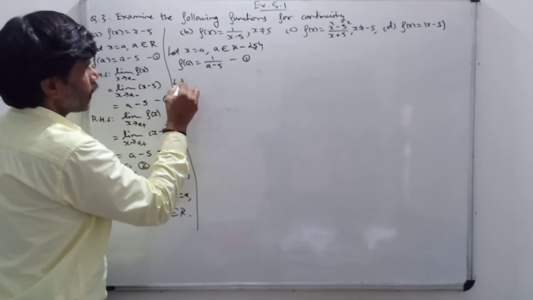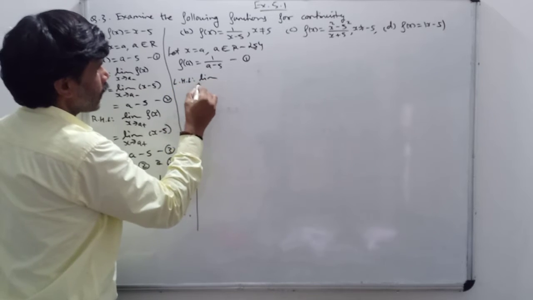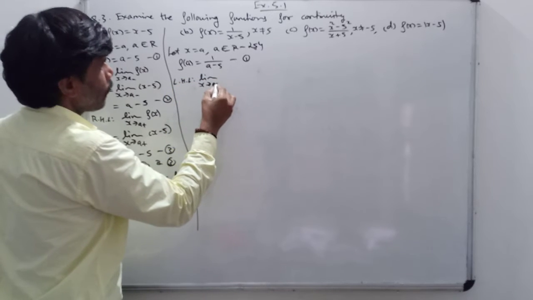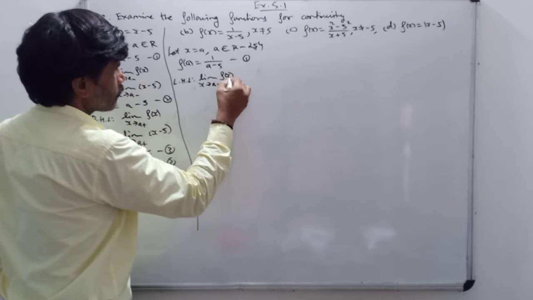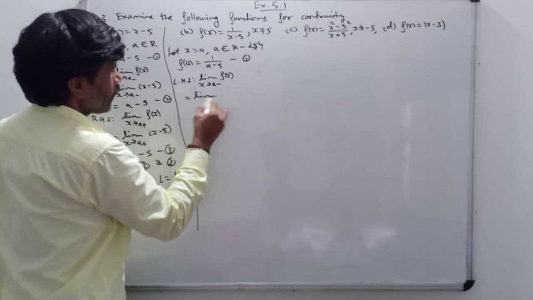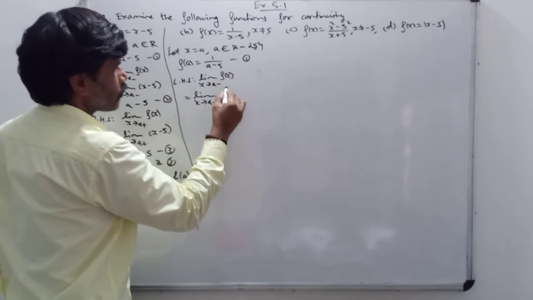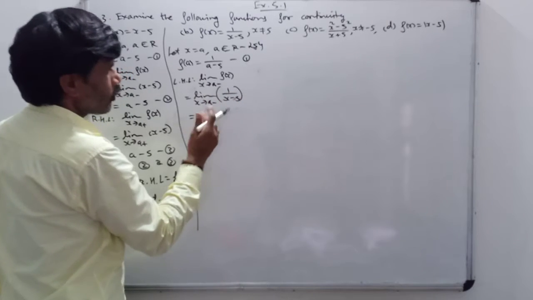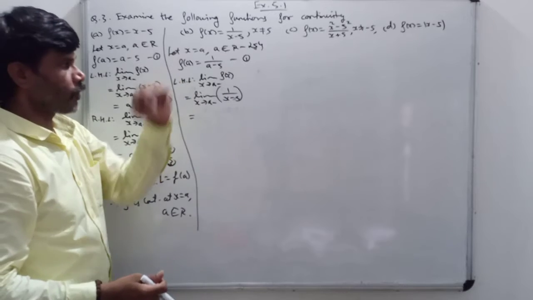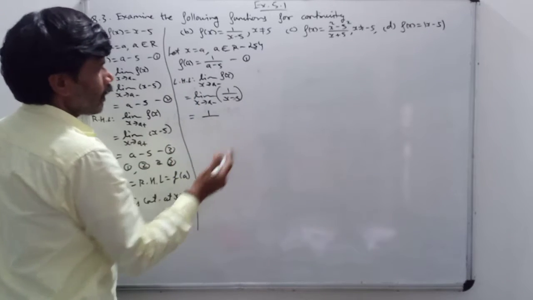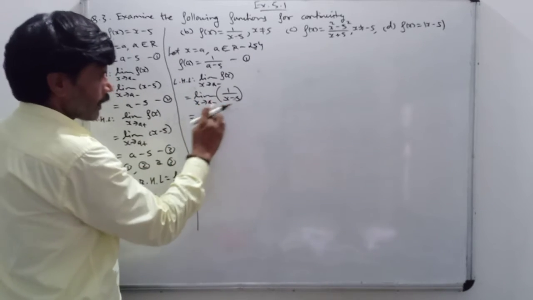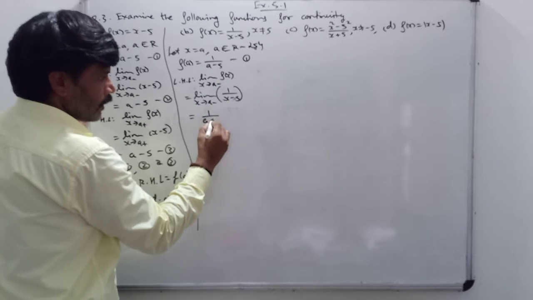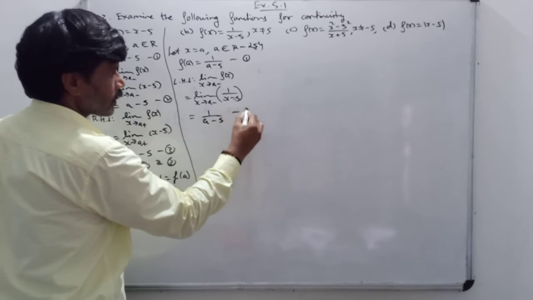Now you find the left hand limit, limit x tends to a minus of f(x). That is equal to limit x tends to a minus of 1/(x − 5). The function is not going to change. Apply the limit: the limit of f(x)/g(x) is the limit of f(x) over the limit of g(x). So the limit of 1 is 1, upon the limit of x − 5, meaning the limit of x when x tends to a is a, minus the limit of a constant, which is the constant. Give it as number 2.